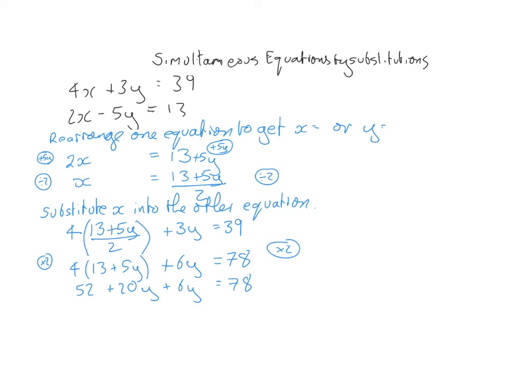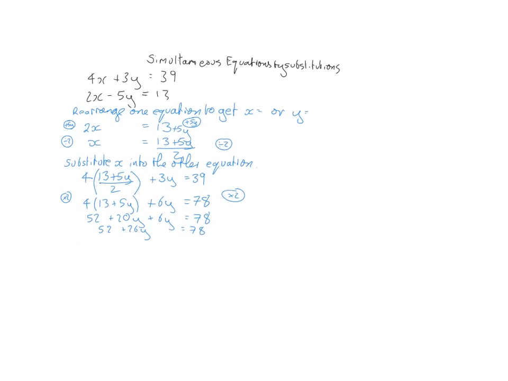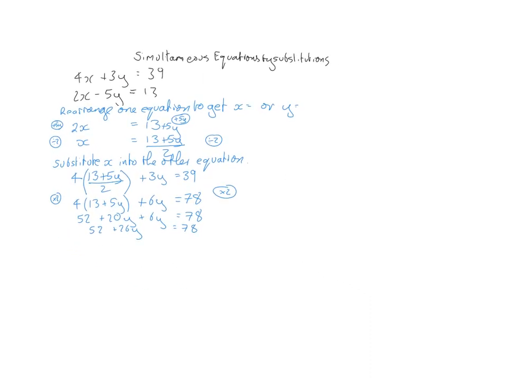Well, now how many y's have I got? I've got 52 plus 26y equals 78. Then take away 52 from both sides. Then this should start looking familiar to you. Okay, I'm now going to take 52 from both sides.